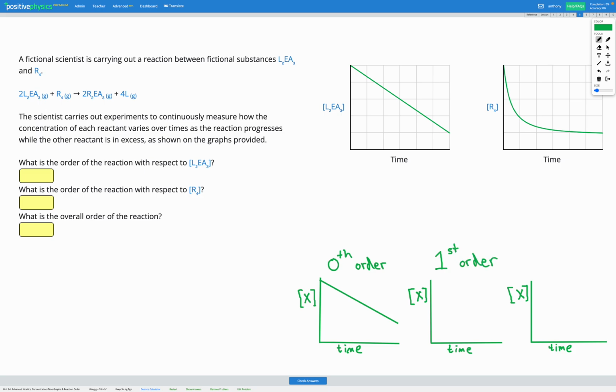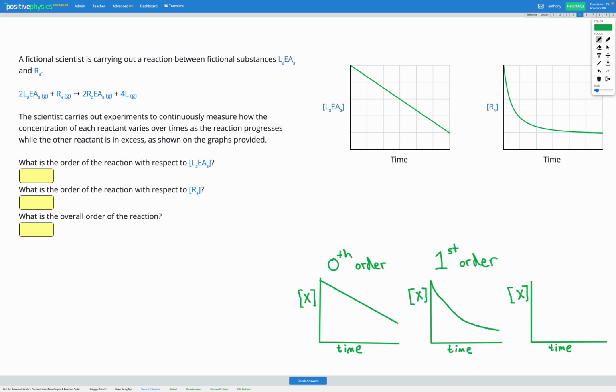So for a 1st order reaction, as the concentration decreases, so that thing gets used up, our rate is also going to decrease. So the slope of our concentration time graph, which tells us the rate, is going to be getting less steep as the concentration decreases. So we're going to start with a steeper graph, and then it's going to become less steep as time goes on. So that's for a 1st order graph. You can see the slope starts out steep, is becoming less steep. It's that kind of quadratic shaped curve.